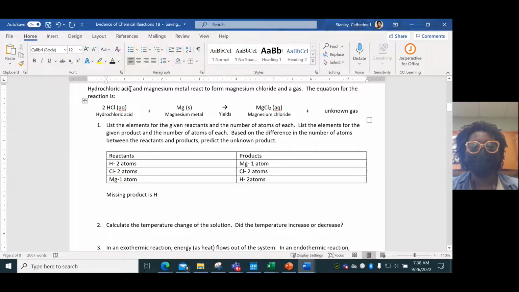is H2. If you want a subscript, you have little 2s up here, underneath your font, under the home ribbon, it's the little 2. Okay. Why does this prediction make sense?